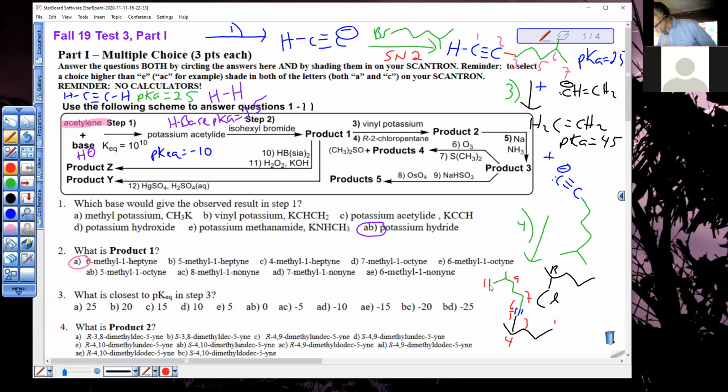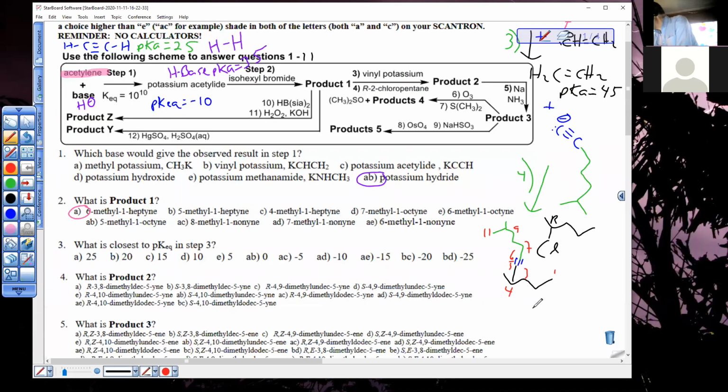How many 4,11 dimethyls are there? None? That's not good news. Did I miscount? Oh, it's 10. It's a 10 methyl. Sorry. 4 and a 10. 4,10 dimethyl undec 5-ine.